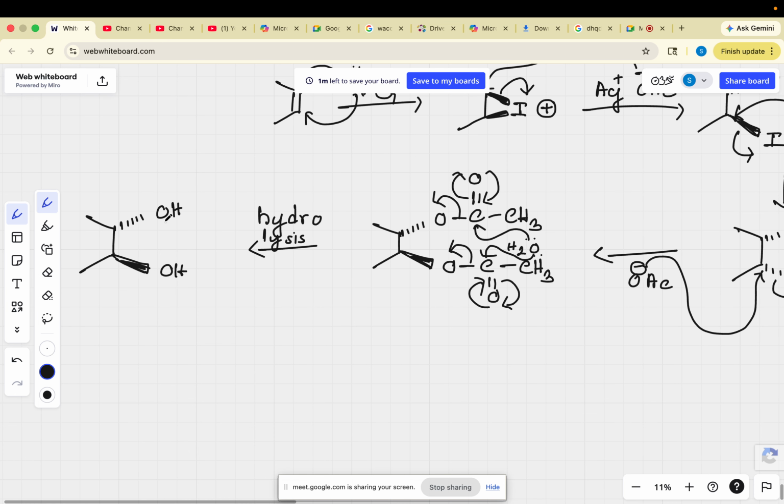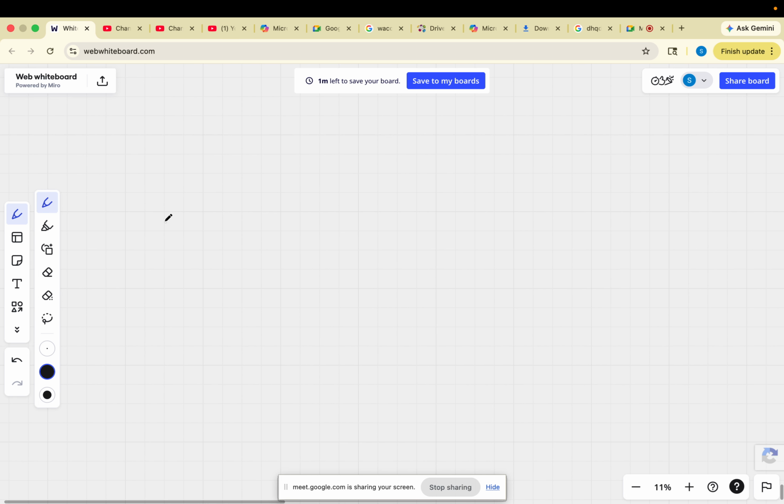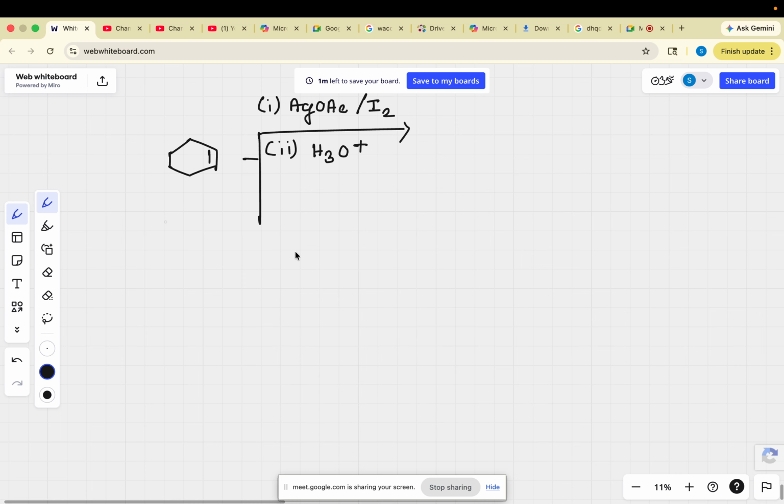Fine. So this is basically your Prevost reagent. Now suppose you have this compound, cyclohexene. Here I am giving two reagents. Number one, I am using silver acetate in presence of iodine, and number two is H3O plus. This is which reagent? This is your Prevost reagent.